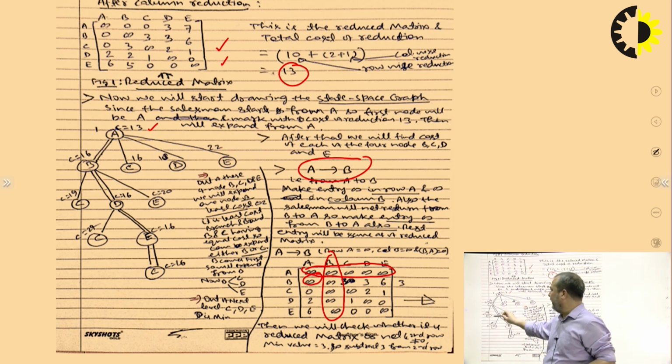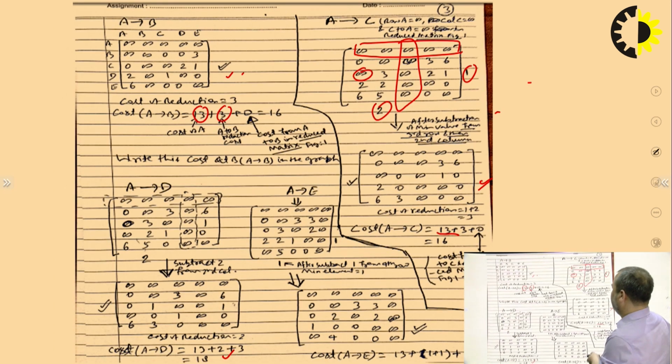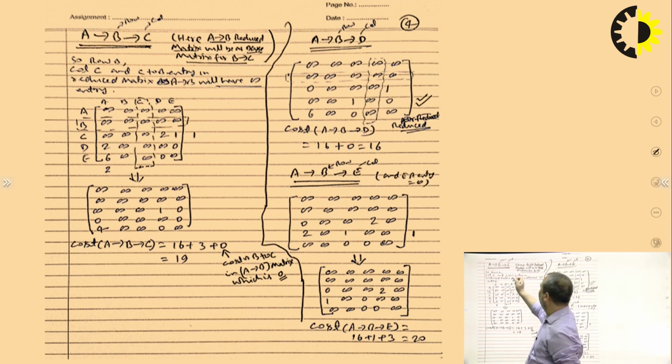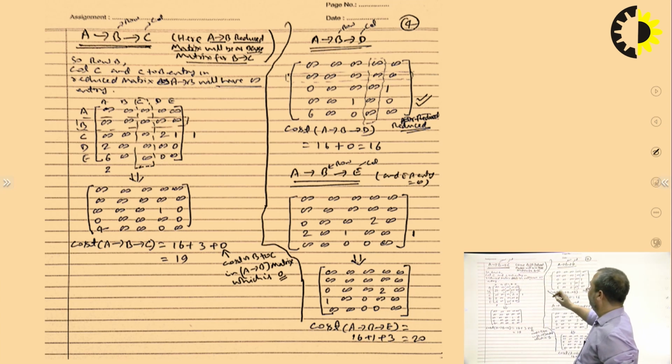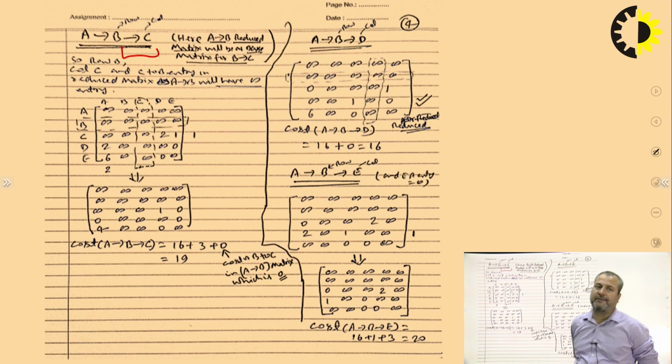Okay. So B to C: how will we calculate the cost of B to C? The reduced cost matrix of A to B will play as the base matrix, and the same process will be adopted. This will be the base matrix from A, B, C. Again we will find the cost at C. How will we find the reduced cost matrix from B to C? Because A to B has already been done.